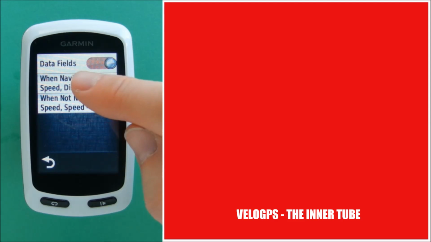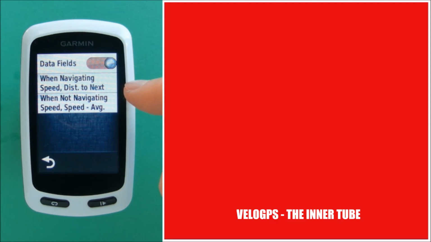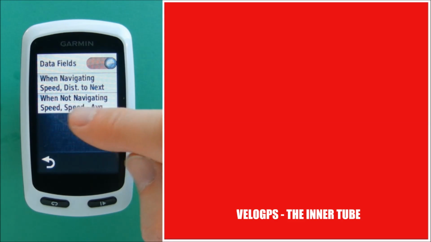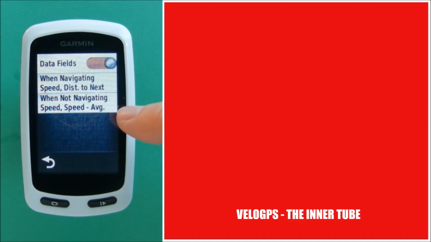There's the data fields you have displayed when navigating a preset course or a route that you've planned using the device, or a previous route that you've ridden. And then you also have 2 options that you can set up, or 2 data fields rather, for when you're not navigating. So you're just checking out the mapping page during the course of a ride.